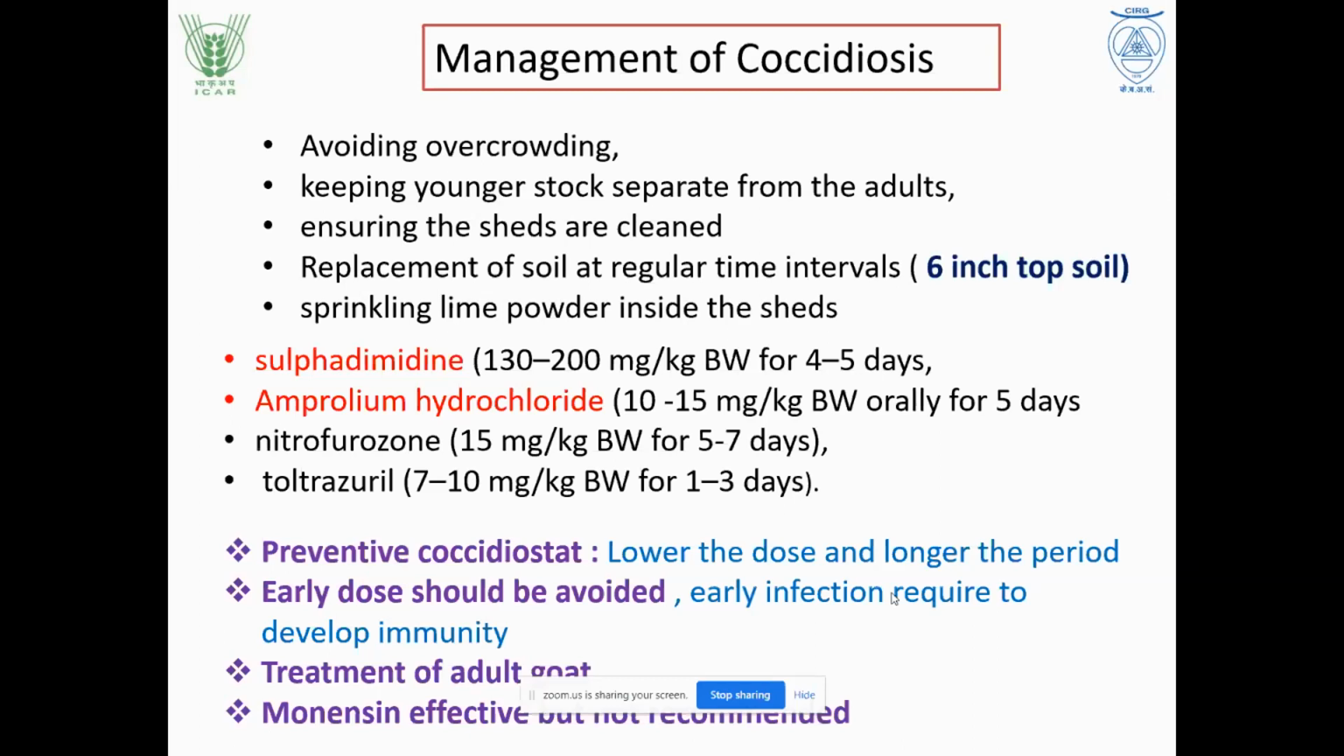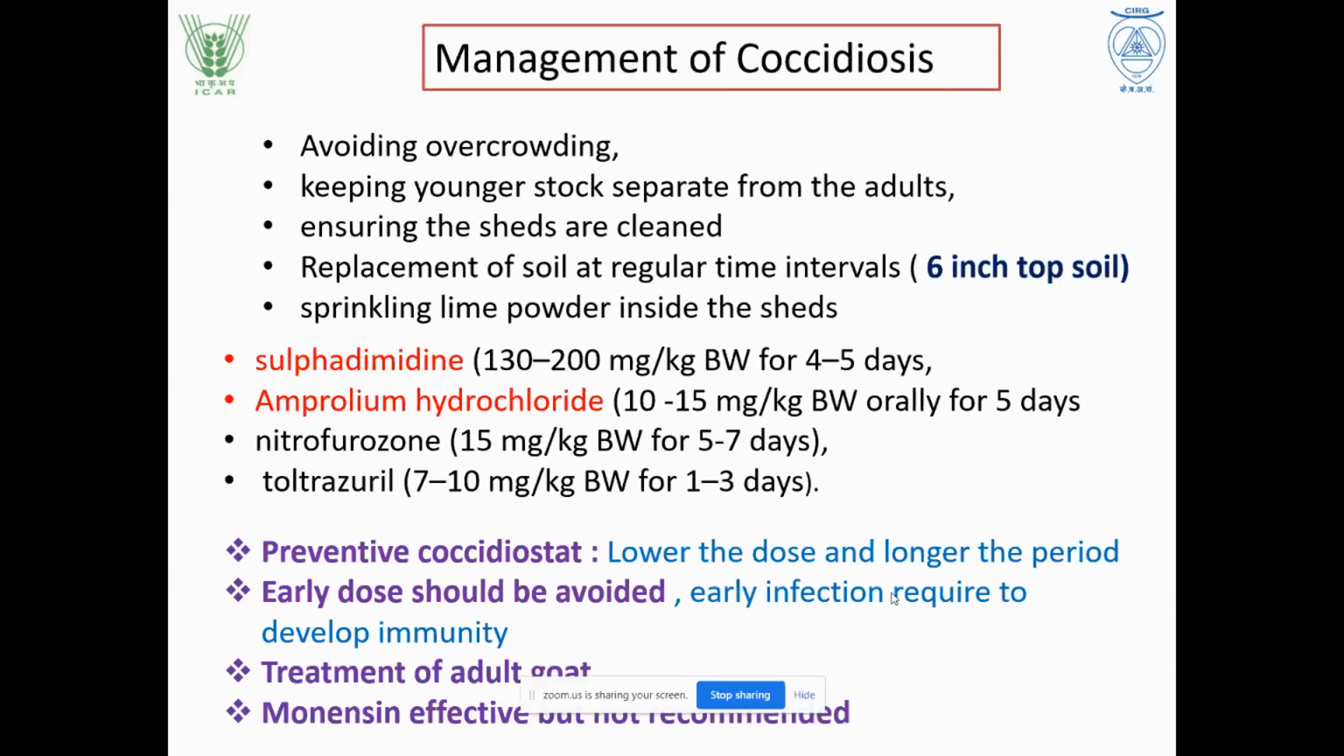But it is very necessary guidance that when you are using this drug at an early age, around 1.5 months, the early infection is necessary to protect the animal by developing immunity. So the early dose should be avoided. In our experience, 2.5 to 3 months is an ideal time for a preventive coccidiostat. Sometimes the adult animals also have a high load of infection, although they are not exhibiting any sign. So it is a good strategy to also treat the adult animals to decrease the load of infection in the animal and in the environment.